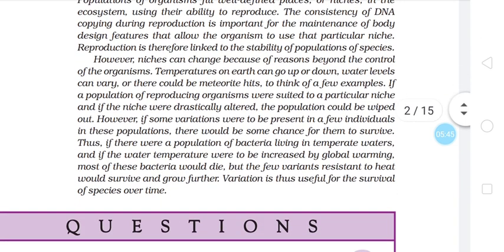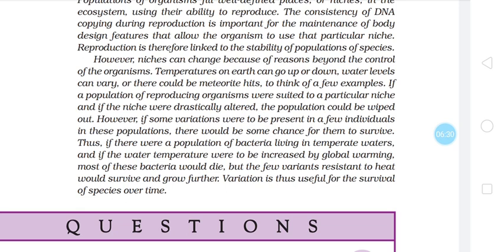However, niches can change because of reasons beyond the control of an organism. Temperatures on Earth can go up or down. Water level can vary, or there could be meteorite hits. To think of a new example, if a population of reproducing organisms were suited to a particular niche, and if the niche were drastically altered, the population could be wiped out. However, if some variations were to be present in a few individuals in this population, there would be some chance for them to survive.